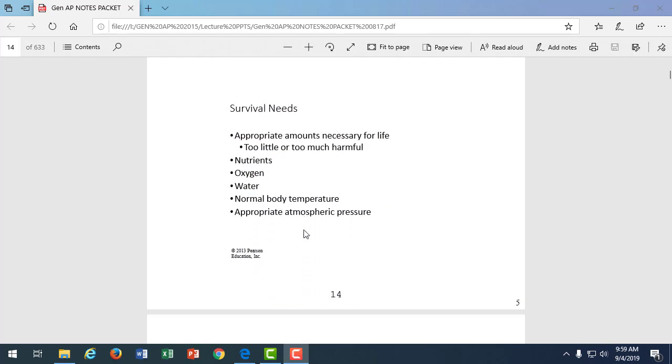So survival needs. Now this is something that we need on a minute-to-minute basis. Like, I don't need to grow right now, right? Or I don't need to reproduce right now. So think of that as more long-term, but this is survival in terms of right now. If you take this away, a person can die very quickly. So nutrients, if we don't have any nutrients, we're not going to last very long, right? So we need nutrients. Oxygen, we can only last for about 5 minutes without oxygen.